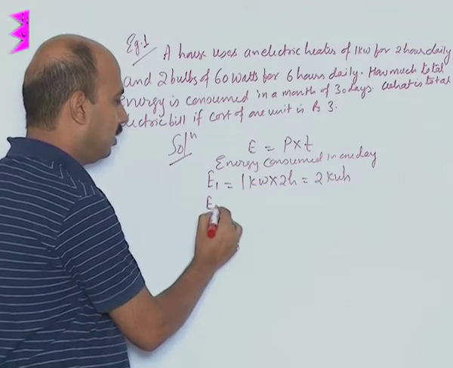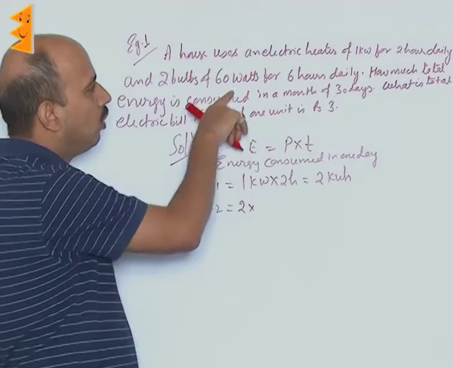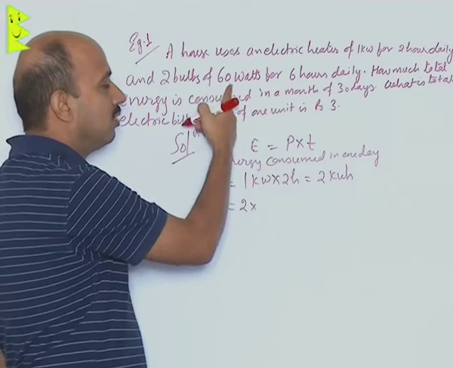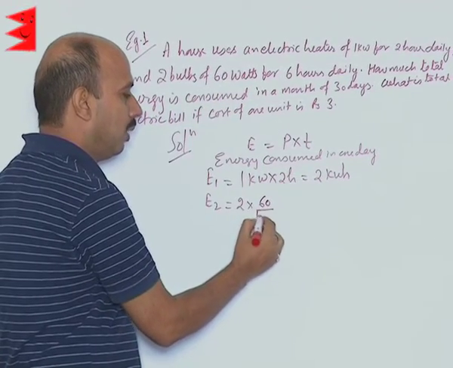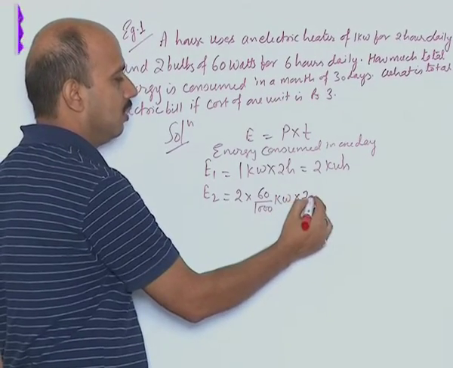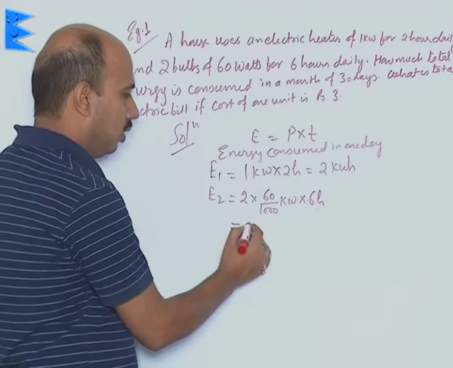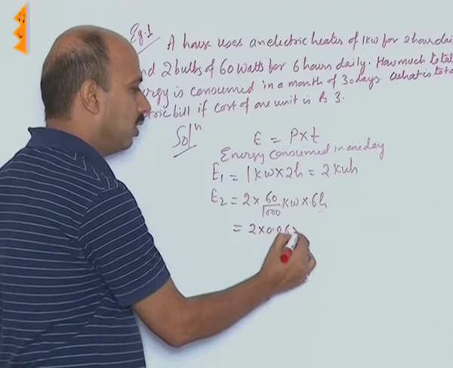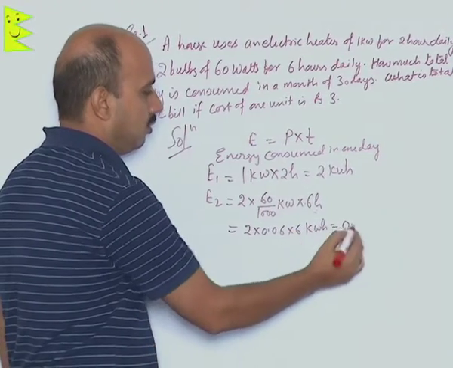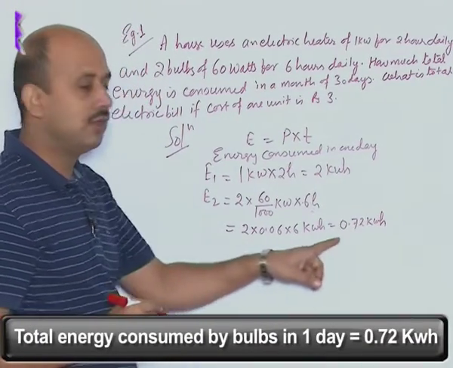Then we can write energy consumed by the bulbs. There are 2 bulbs of 60 watt, 2 into 60 watt. We convert into kilowatt, because we have to calculate energy in commercial unit. So this 60 watt can be written as 60 divided by 1000 kilowatt multiplied by 6 hours daily. So now we can write here 2 into 0.06 into 6 kilowatt hour, that is 0.72 kilowatt hour. This is the total energy consumed by bulbs in 1 day.